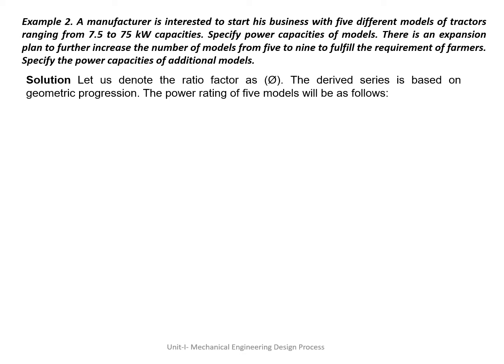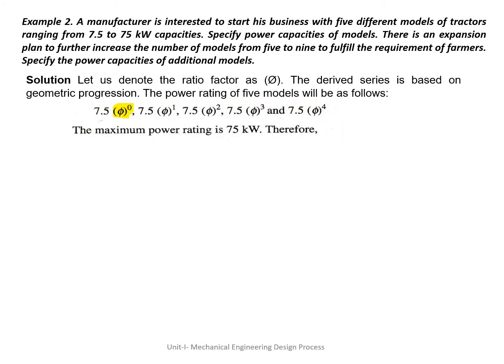So the power ratings of the 5 models will be as follows: 7.5 into phi, the series factor, raised to 0 because it is the basic, first model. Then 7.5 into phi raised to 1, 7.5 into phi raised to 2, and so on up to the fourth power. 1, 2, 3, 4, 5, so we get 5 models here. Now the maximum power is 75, and we don't want to cross this limit. This is our last one.